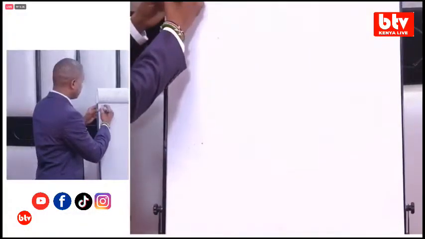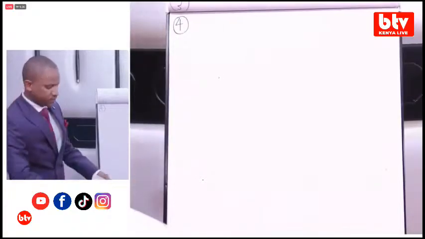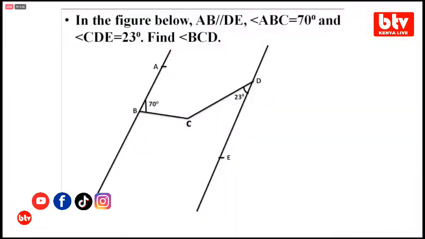Question number 4. Angles again in a different way. In the figure below, AB is parallel to DE. So what's the figure? This is the figure. That is the figure.